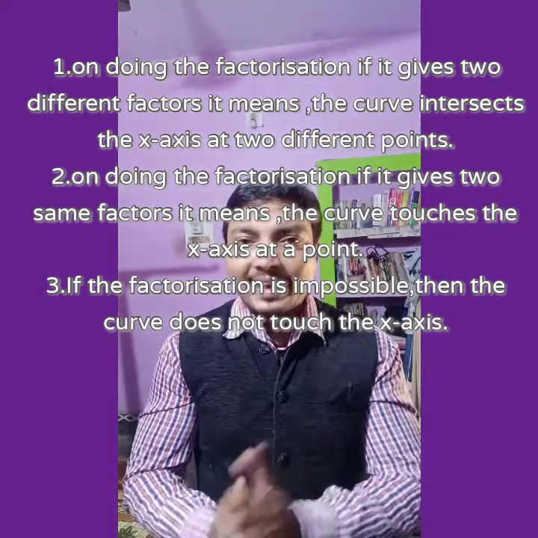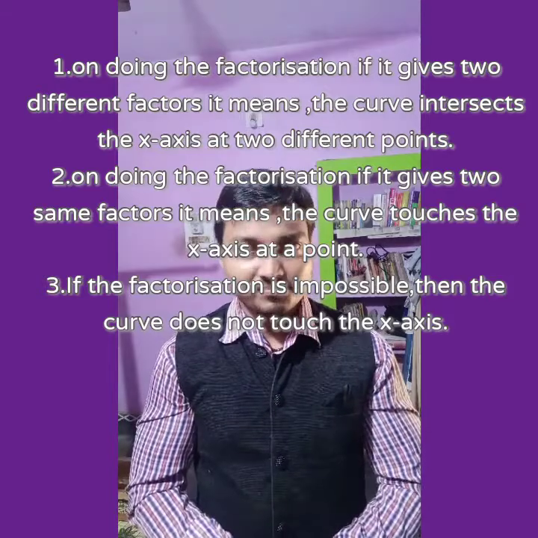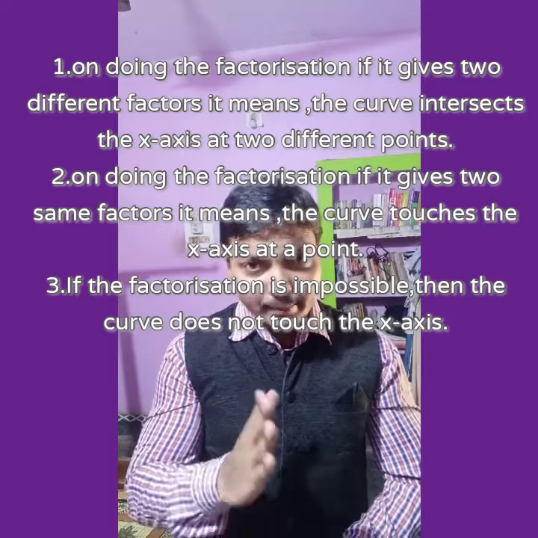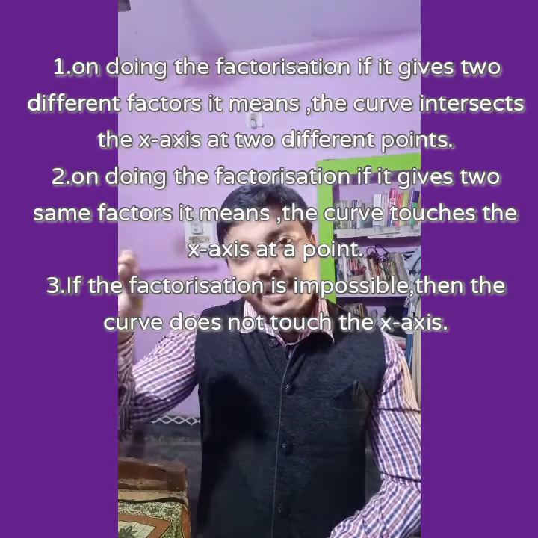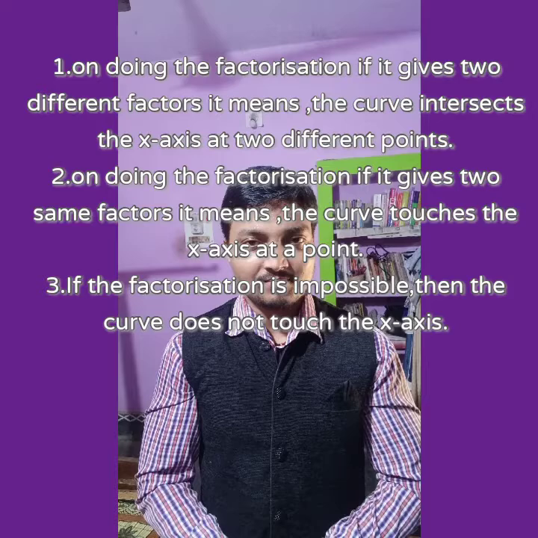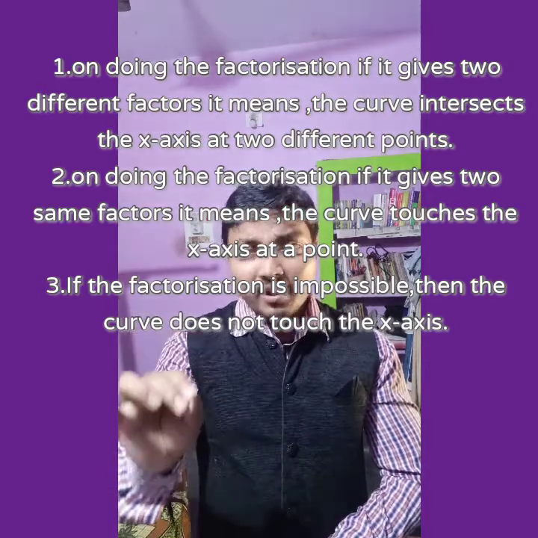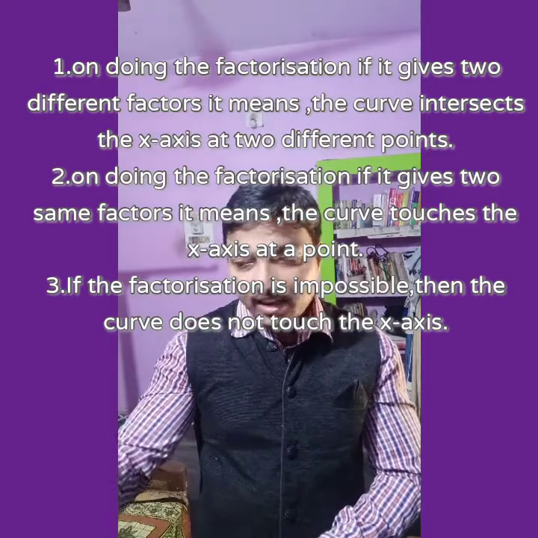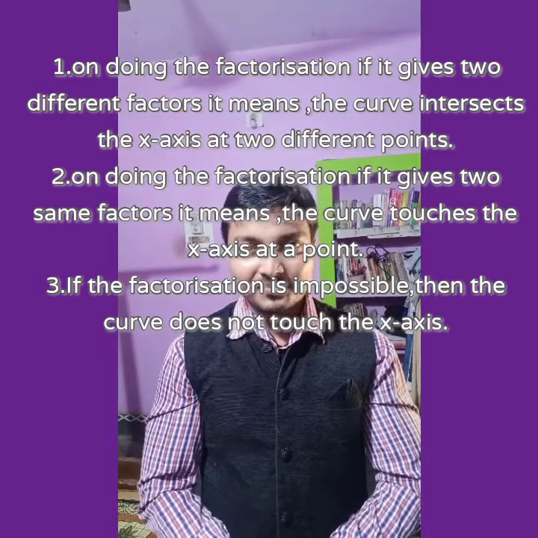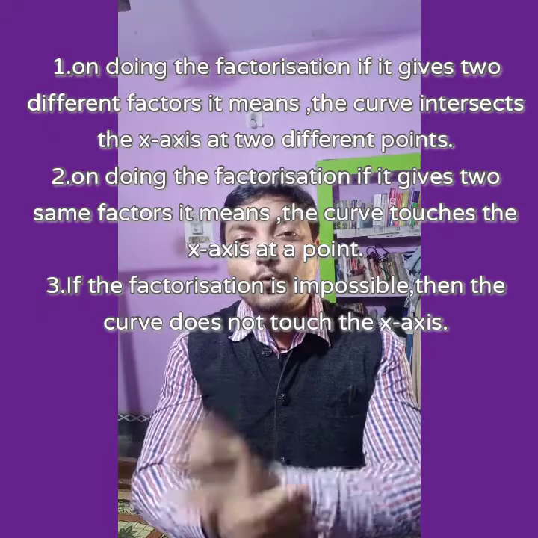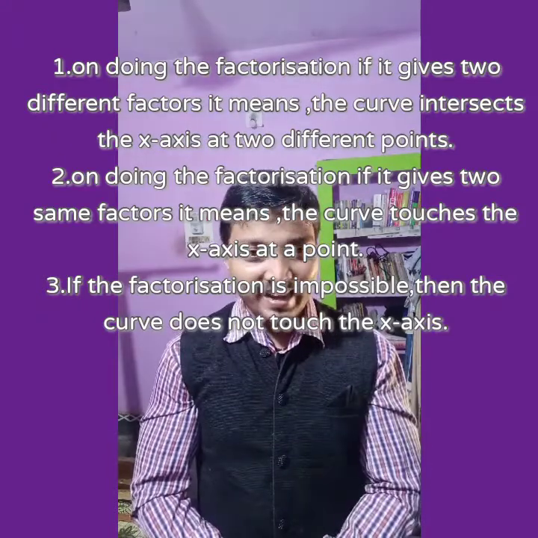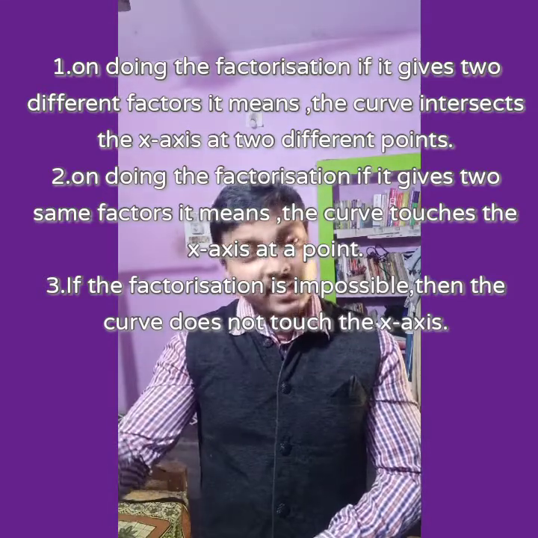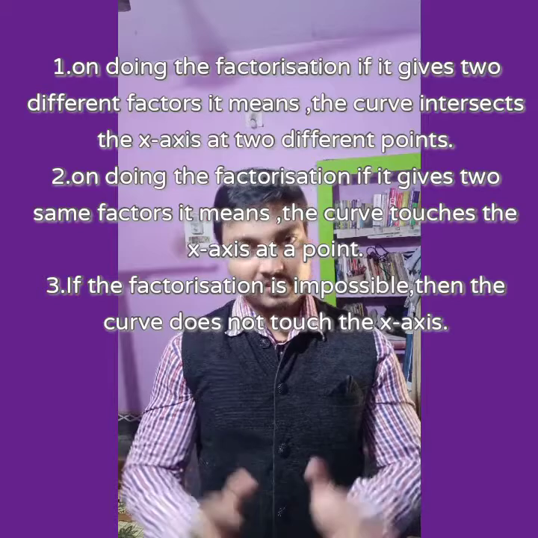Then remember, on factorizing the polynomial, if you get two different factors, it means our polynomial intersects the x-axis at two different points. If on factorizing we get two equal factors, it means it touches the x-axis at a point. And whenever you are unable to factorize, whenever factorization is not possible, in that situation it does not touch the x-axis. Everyone clear?